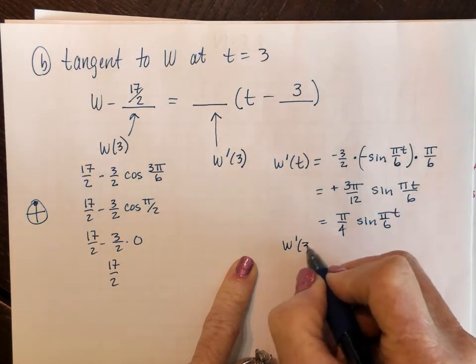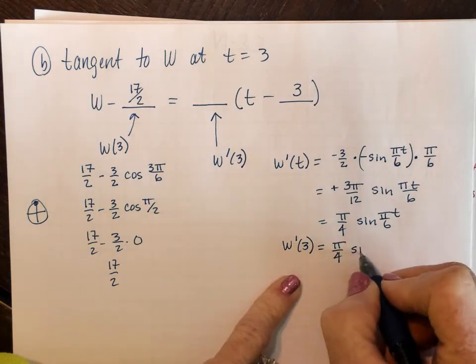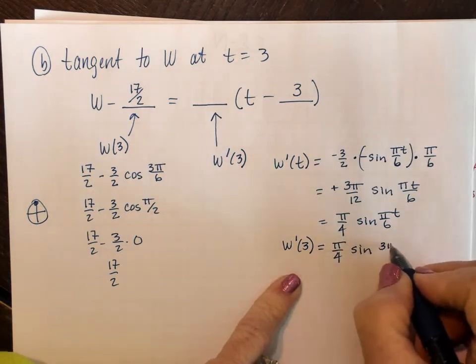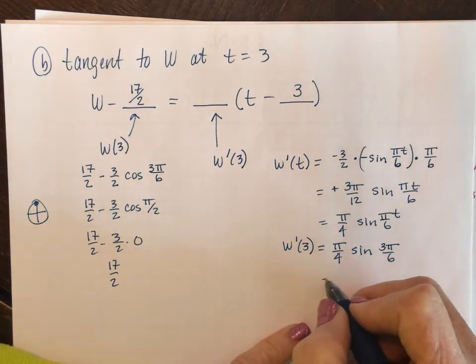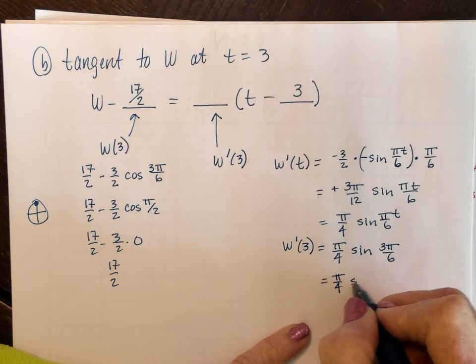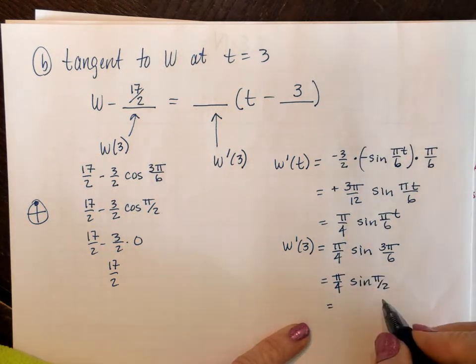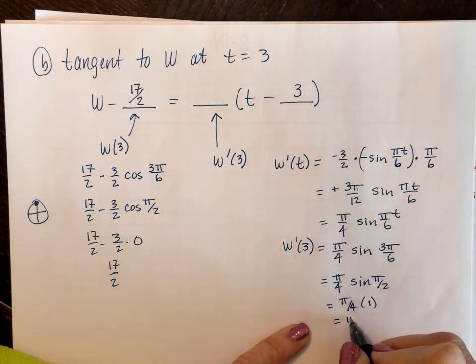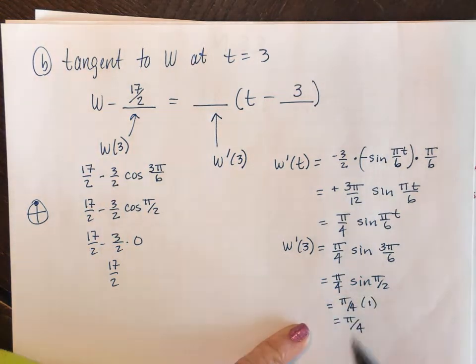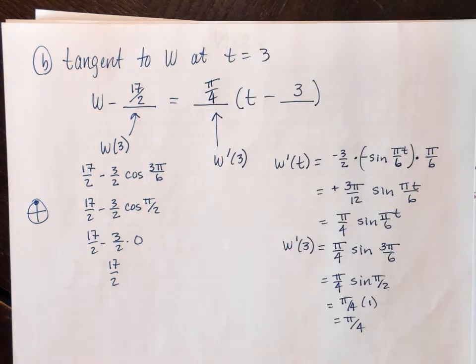W prime of 3 is going to give us pi over 4 sine 3 pi over 6, which is pi over 2. Pi over 4 sine pi over 2. Sine of pi over 2 is 1. So W prime of 3 is pi over 4.